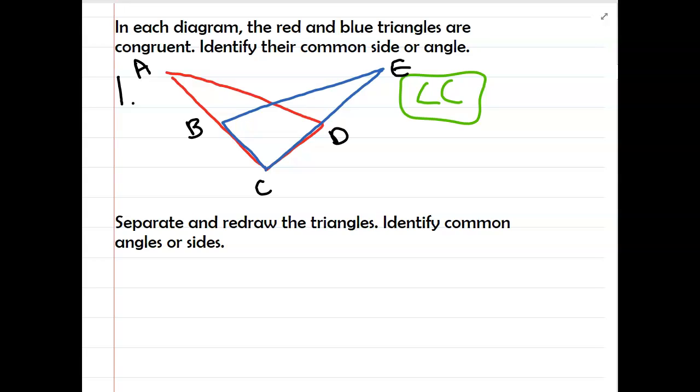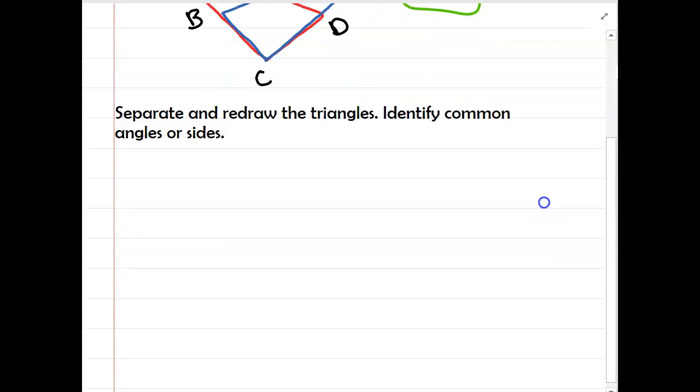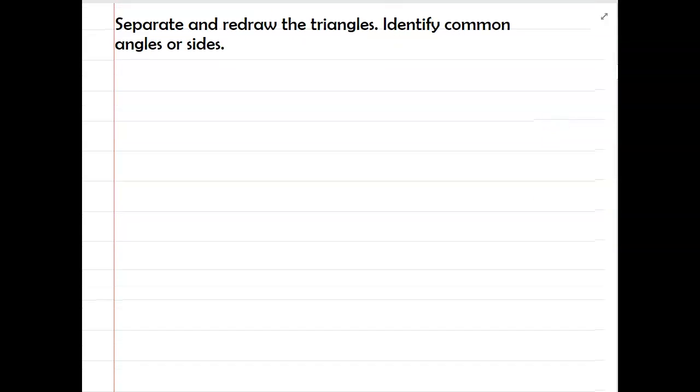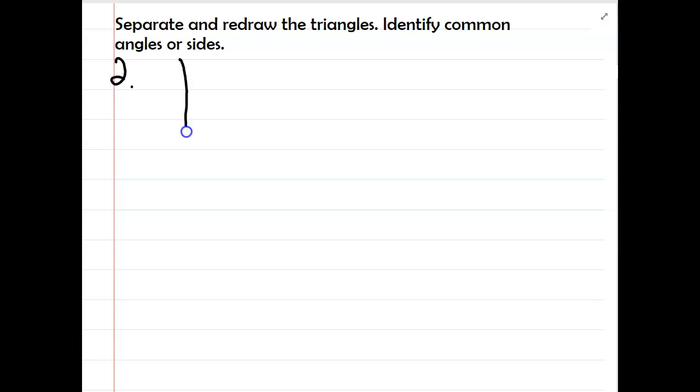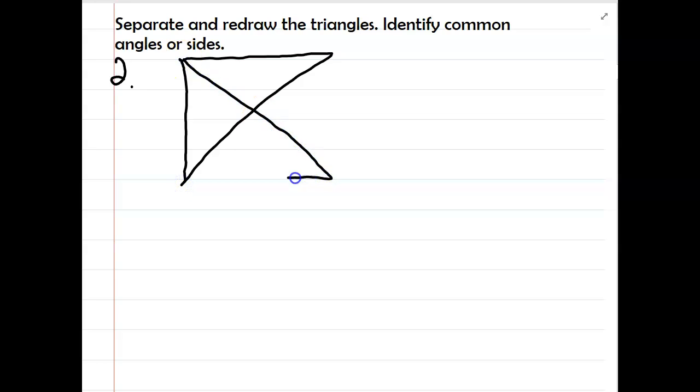Now the next one you're going to do almost the same thing, except we're going to actually separate it out and then identify any common sides or angles. So this set of triangles will look something like this. And we'll start at the bottom left and do W, X, Y, Z.